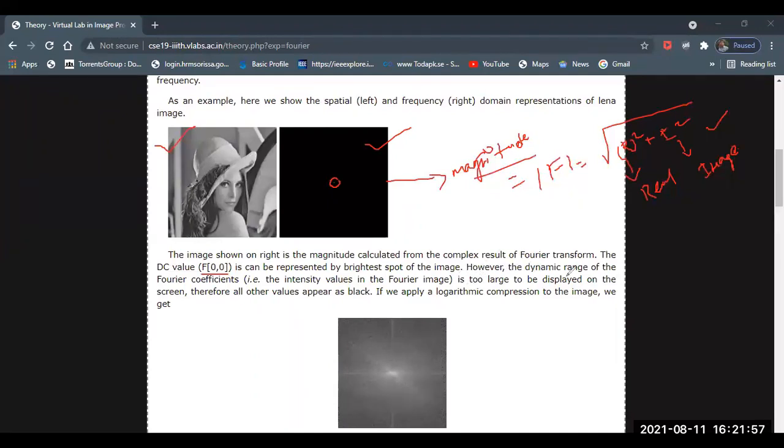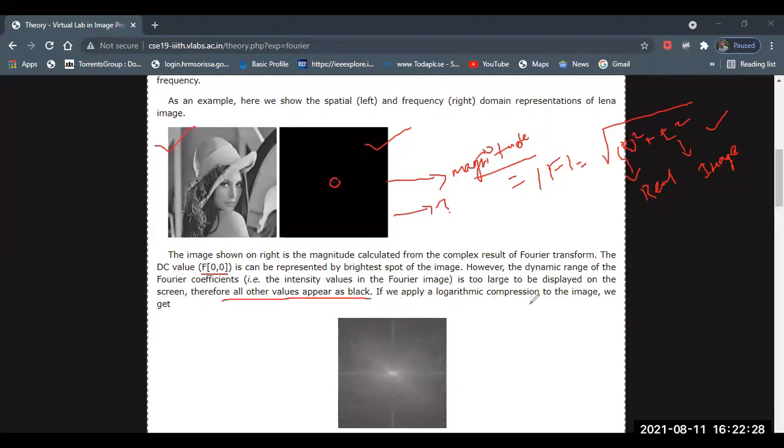However, the dynamic range of the Fourier coefficients, that is the intensity values of the Fourier image, is too large to display on the screen. Therefore, all the values appear black. Why is it appearing black? Because the intensity value is too large to display.